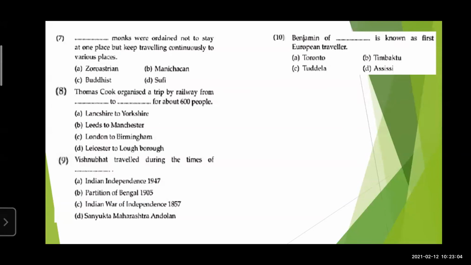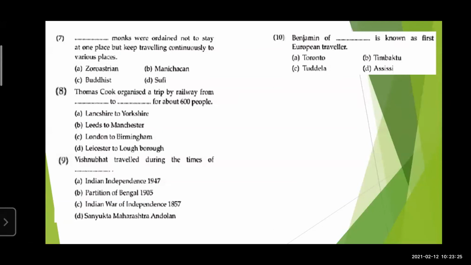Then Vishnubat traveled during the times of Dash. Indian independence 1947, partition of Bengal 1905, Indian War of Independence 1857, and then Sayukta Maharashtra Andolan. So the correct answer is Indian War of Independence 1857.